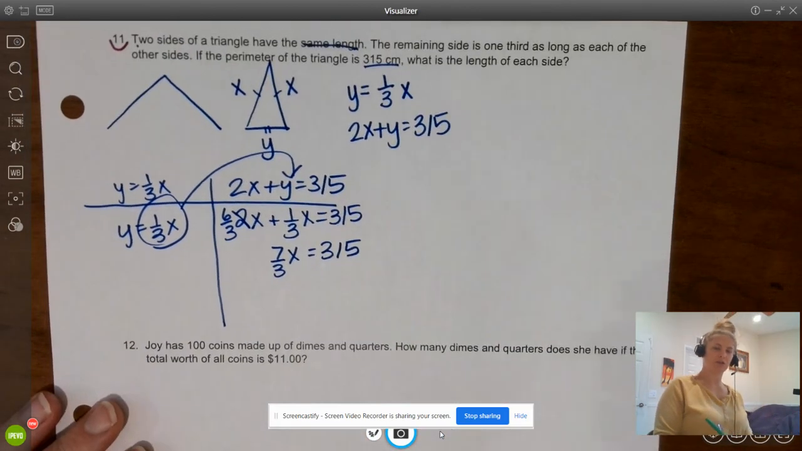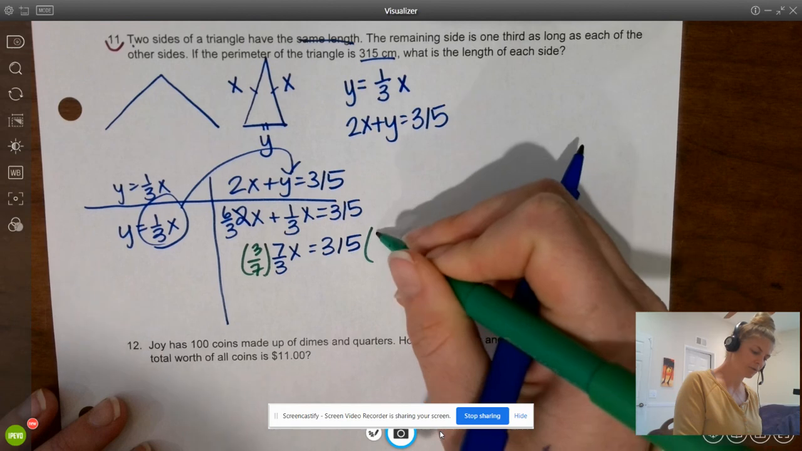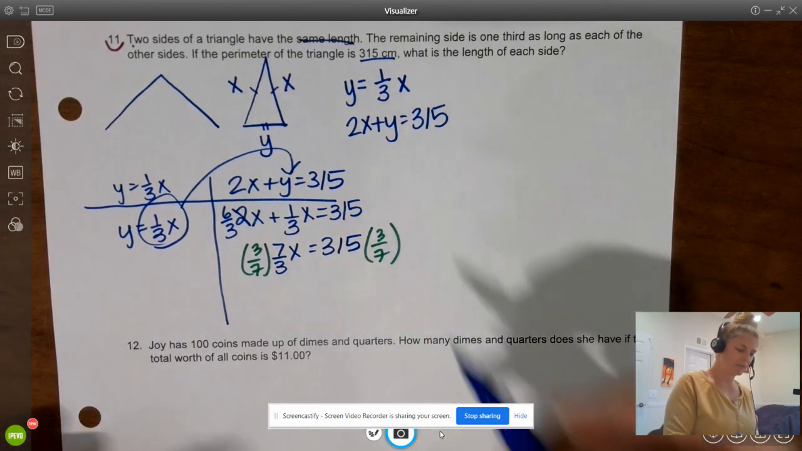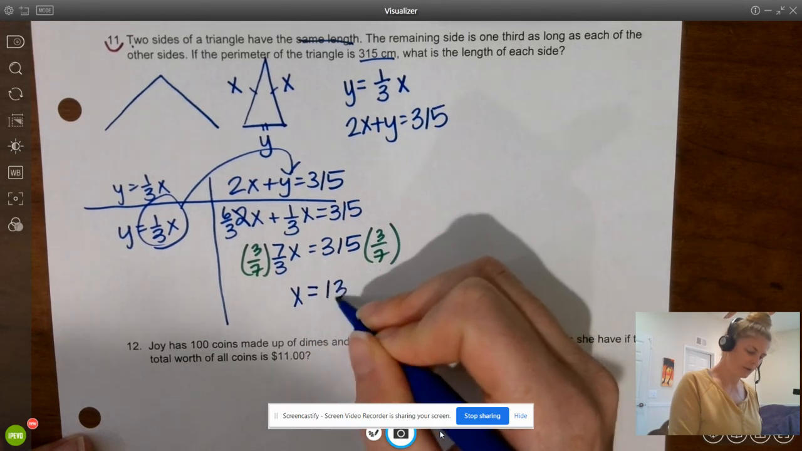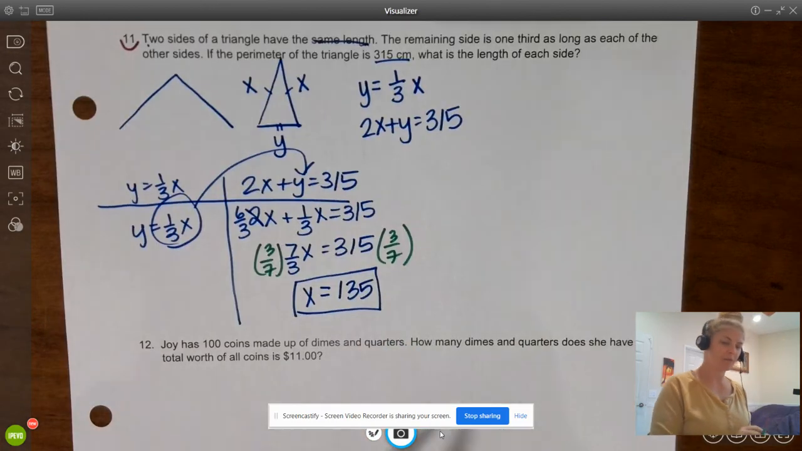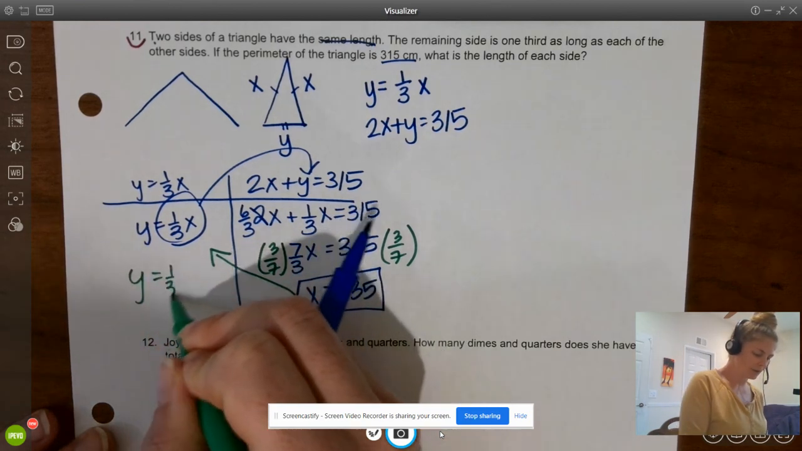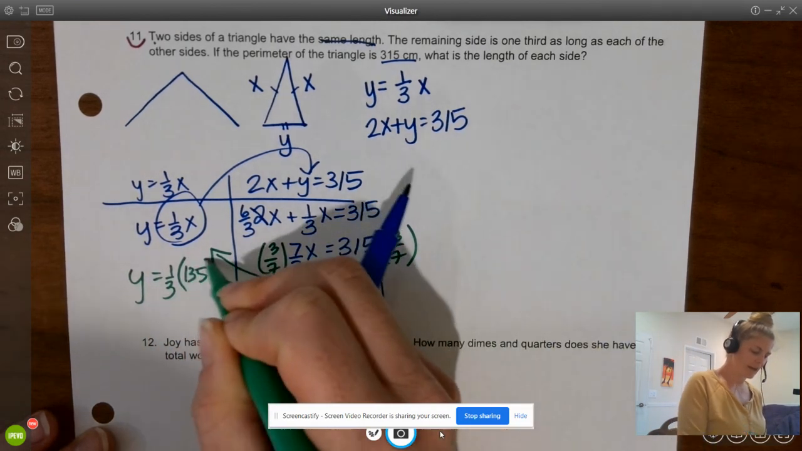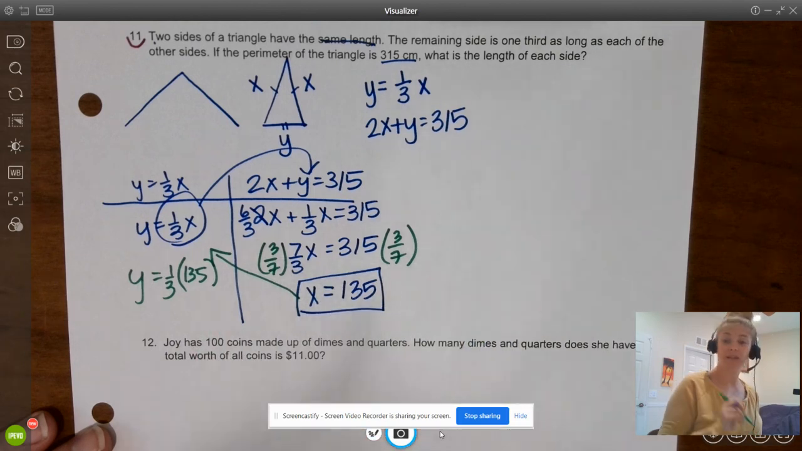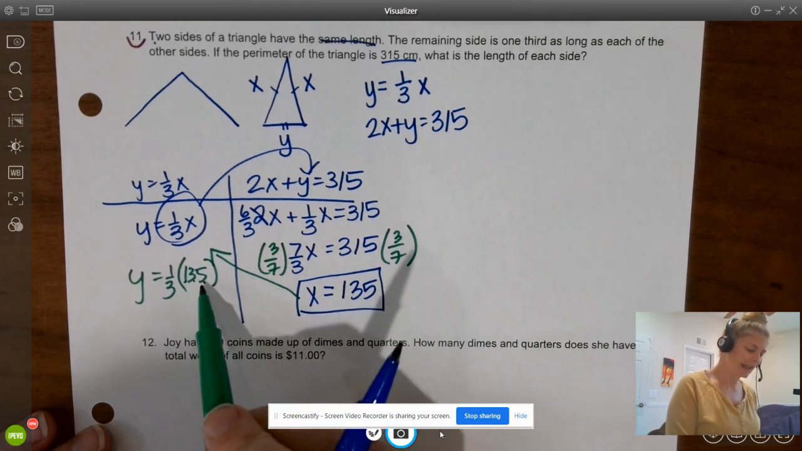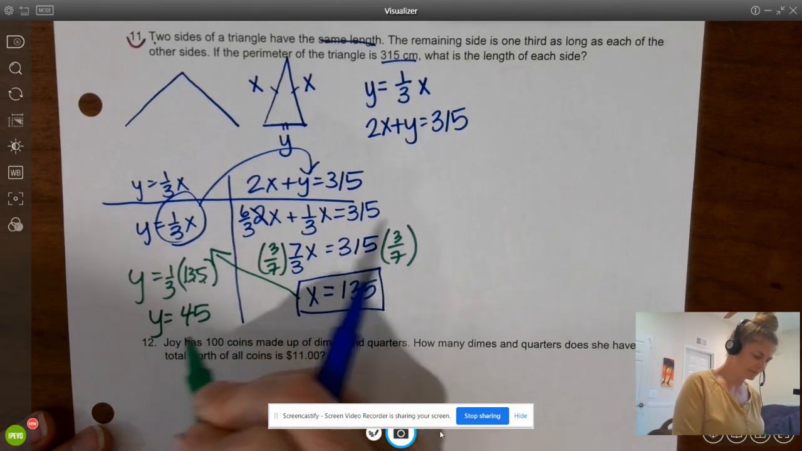And we know that to undo multiplying by a fraction, we multiply by its multiplicative inverse, also known as the reciprocal. And when we do that, 315 and 7 cancel out, and we end up getting x to equal 135. From here, we still need to solve for that third side, y over here. y is equal to 1/3 times 135. And what's great about this is 135 is divisible by 3. Do you know the divisible by 3 trick? 1 plus 3 plus 5 is 9, and 9 is divisible by 3, so the whole number is divisible by 3, which makes y equal to 45.